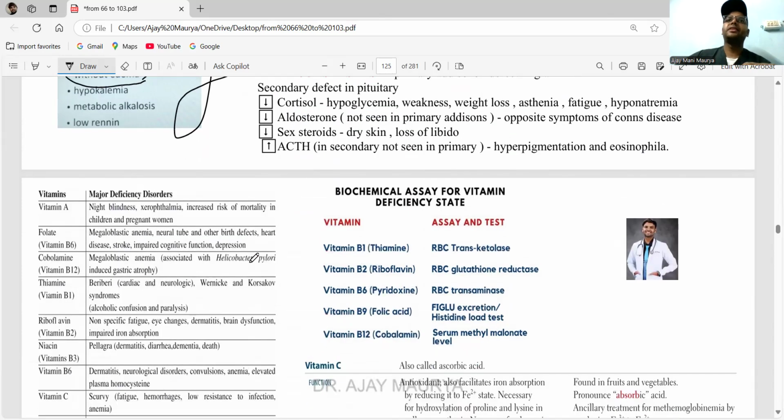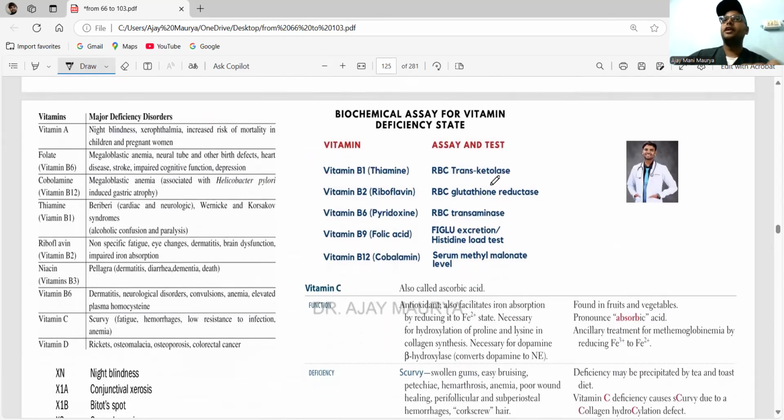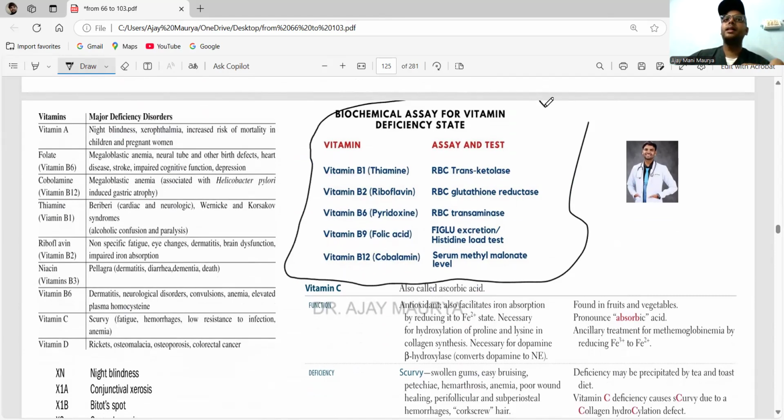Remember, I think everyone knows about the vitamins. Mostly you have to remember the assay tests. Serum methylmalonate level is for vitamin B12. Why? If there is a higher serum methylmalonate level, it is going to degenerate the myelin fibers of the CNS, and that's why there is a tingling sensation in B12 deficiency.